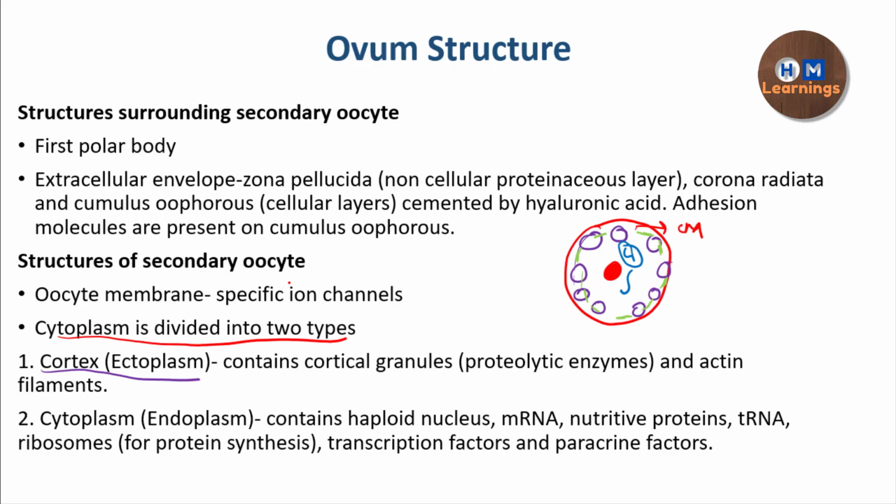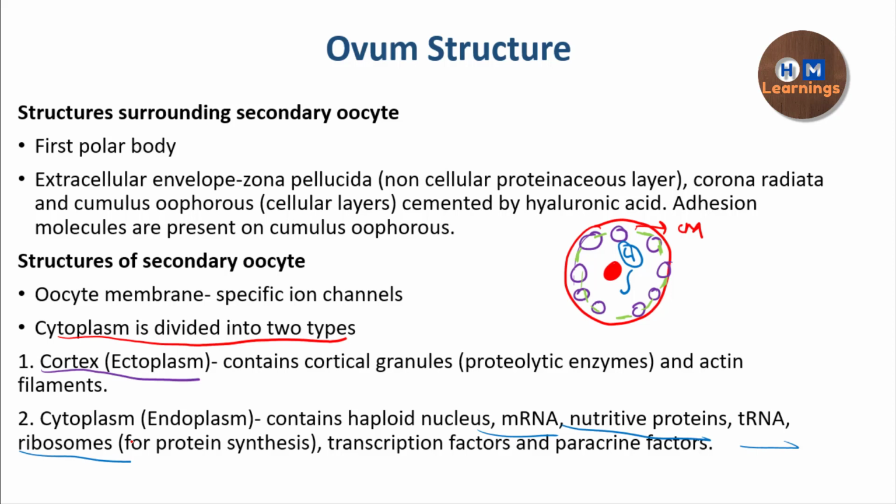So you can see that a lot of cytoplasm is there, and it is divided into two parts. This is the structure of the secondary oocyte. A very important point to remember is that the nutritive proteins, mRNA, and tRNA, along with the ribosomes, form a protein synthesizing machinery present in the oocyte. This helps the oocyte be ready for synthesizing the proteins post fertilization, which are required for the growth and development of the zygote. And it also has nutritive proteins.